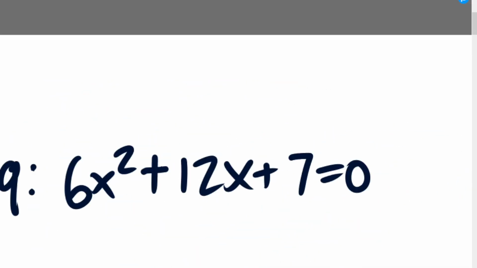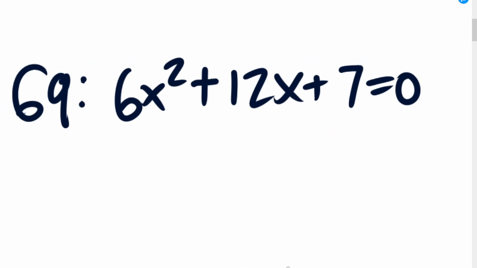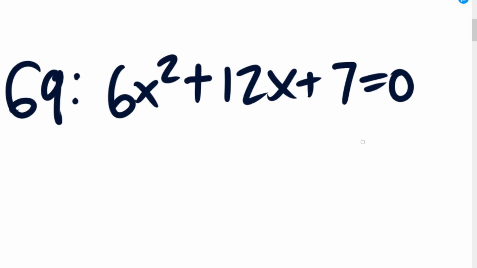Moving on, we have 6x squared plus 12x plus 7 equals 0. And then let's see, if this is AC method, we'll probably skip. So 6 times 7 is 42. 12, let's think. 6 and 7 doesn't work.